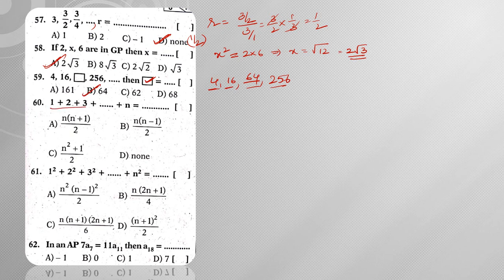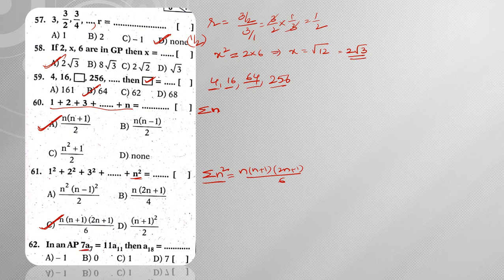Next, sum of first n natural numbers. So sum of first n natural numbers is given by n into n plus 1 by 2. This is also denoted by sigma n. Next, 1 square plus 2 square plus 3 square and so on up to n square is given by n into n plus 1 into 2n plus 1 by 6. This is also denoted by the symbolic representation sigma n square. Right?